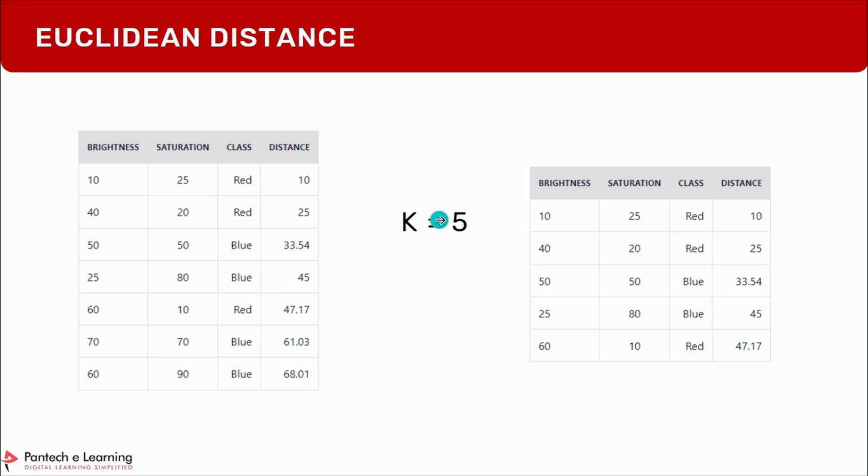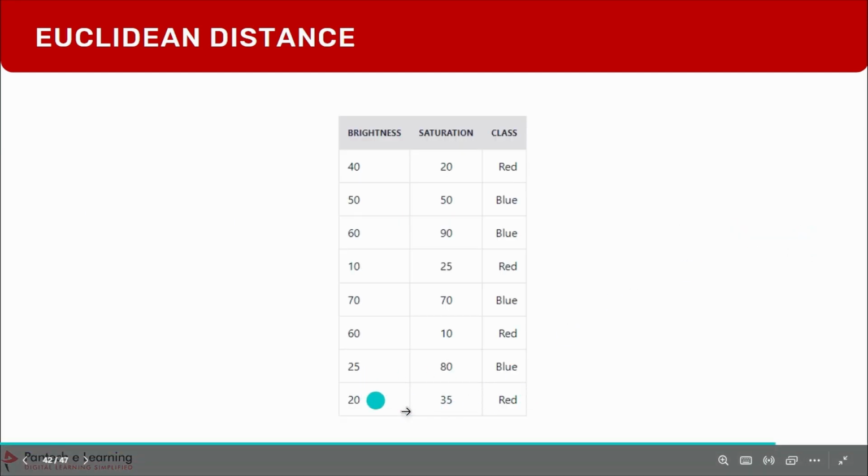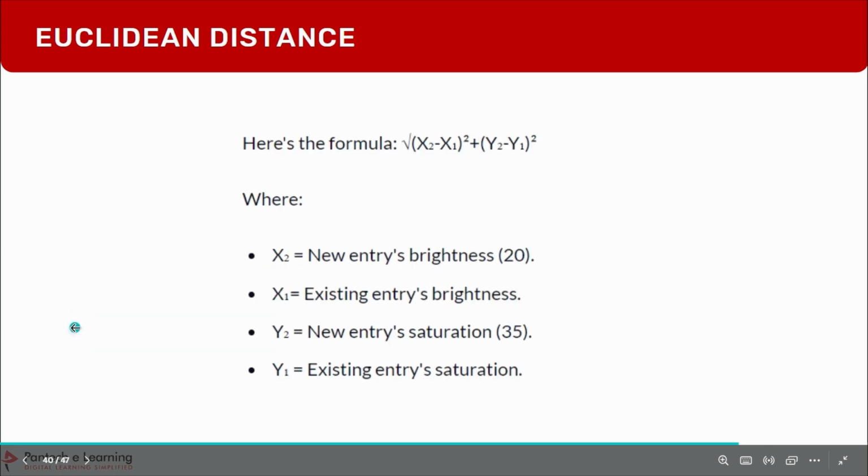Now since the value of k is 5, the first 5 have been selected: 1, 2, 3, 4 and 5. In that, you need to take a vote now. Who is the majority, red or blue? Here red is the majority, so red will be taken as the answer. The output will be red. You can see the new point has been given as red. So you understand how it works.